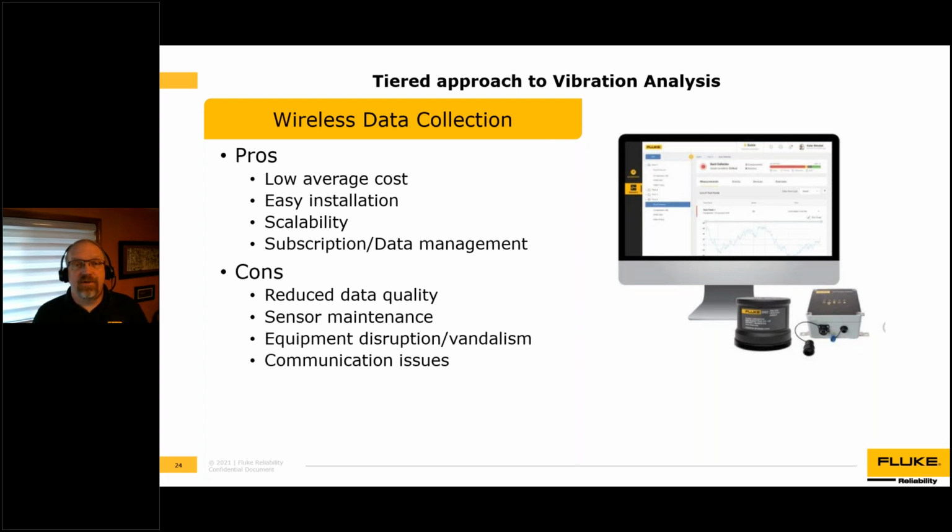One of the shortcomings that people find with a wireless data collection system is that the data collecting sensor is subject to physical disruption. The sensor itself may find itself to be the target of a prankster. Oftentimes, walking around a plant that has a wireless system installed, you may find wireless sensors stuck to the back of forklifts.